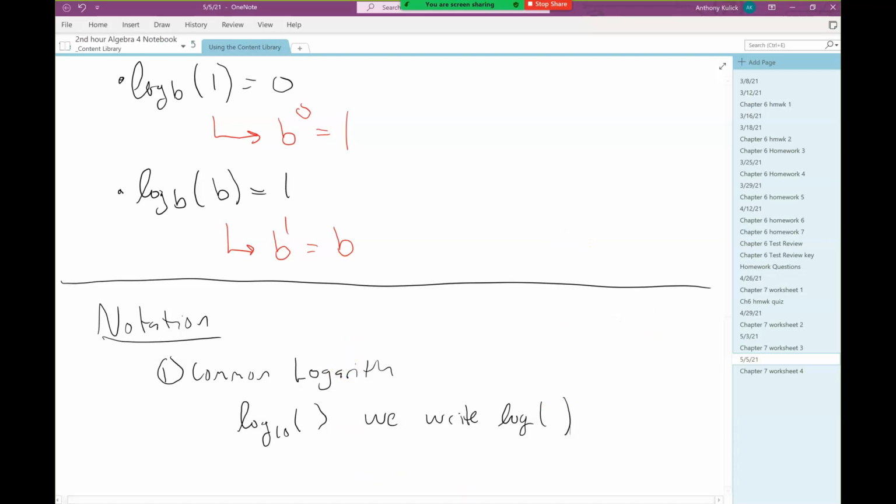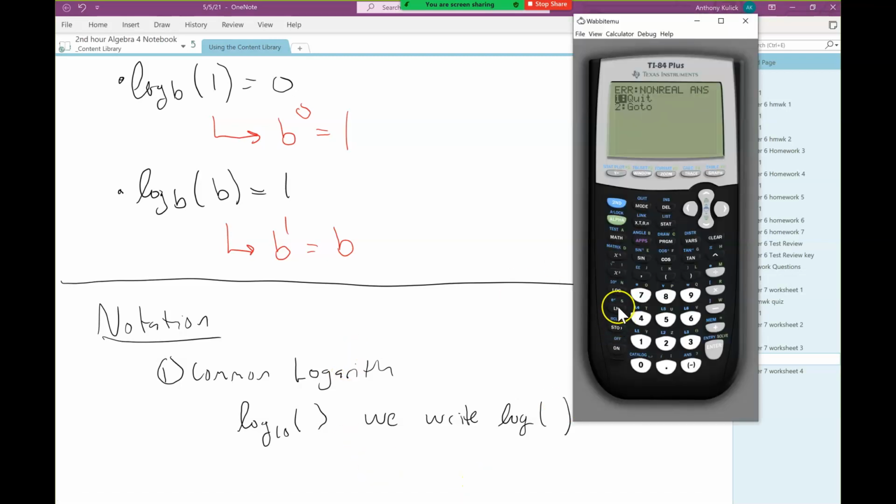I want to point out to you on your calculator that the common log is built in as a button on the home screen of our calculator here, right next to the 7. So if I wanted to do log of 7, I get that number, which basically says 10 to that power should give me 7, which is what I demonstrated there on the calculator, right?